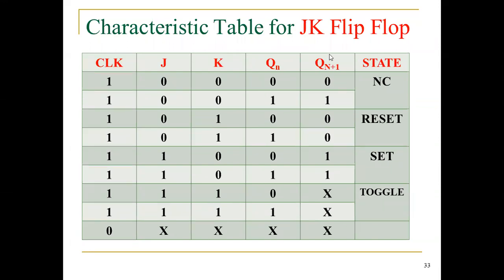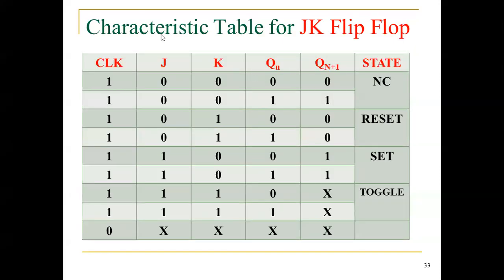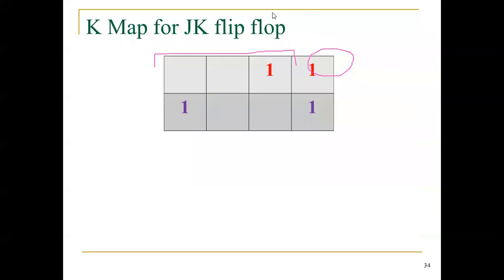Now we are going to draw the next state Karnaugh map, K map for the next state. By taking these two inputs along with this Qn, I'm going to draw the Karnaugh map for Qn plus 1. So as the usual procedure, filling and then grouping. Finally you can obtain the equation.